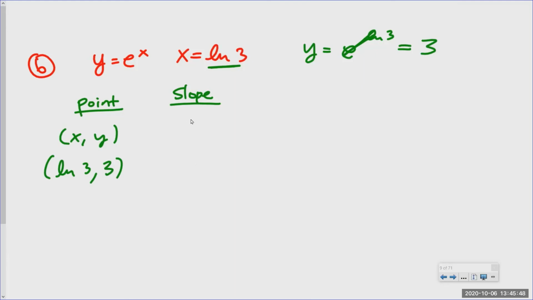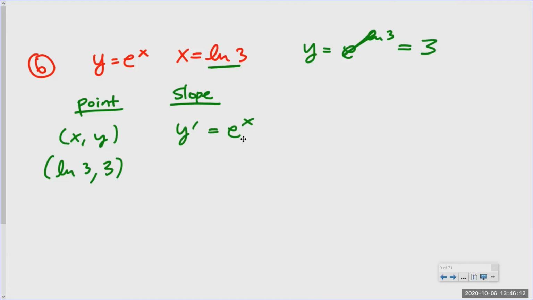All right, let's think about slope. This is the slope of a tangent line. So that is really a what? The slope of the tangent line is really a derivative. So I'm going to find y prime. Guys, what is y prime? If y is e to the x, what's y prime? e to the x, very good. But I don't want any x's. I want a number.